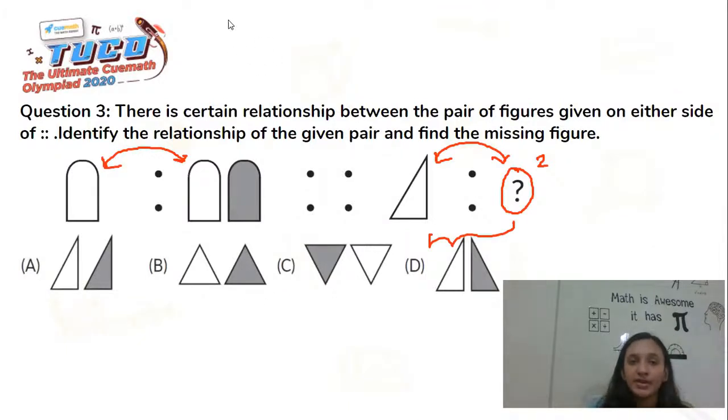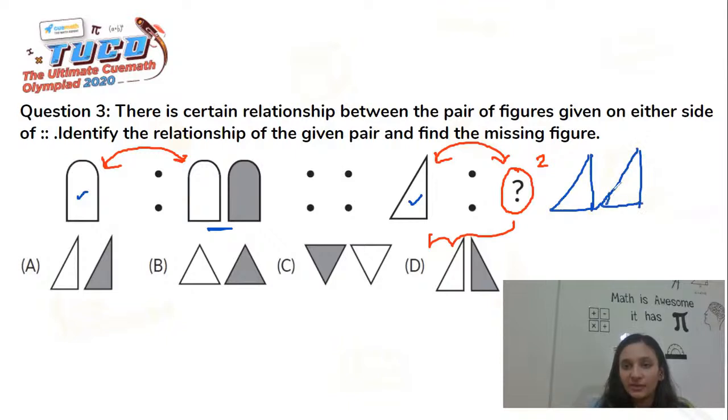Now, if you remember what I said, that this is a certain shape which got doubled. That is, we repeated it twice and the second one was shaded. So what we have to do is, whatever is the shape which is given here, which is a right triangle, we have to repeat it twice. So I repeat it twice like this, and the second one would be shaded.